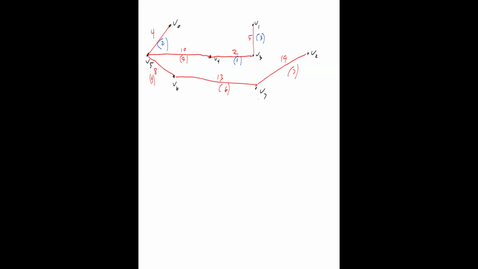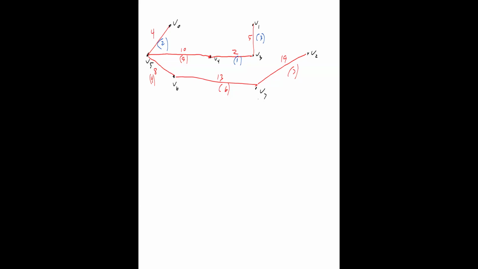So mentally just mark that off in your mind. And then after that one, both V0 and V5 are in the tree. Now look at all the edges that come out of V0 and V5 and pick the shortest one. 12 and 10 and 8. 12, 10, and 8. Those are the only edges that come out of V0 and V5. Pick the shortest one, which would be 8, right? So that edge right there goes from V5 to V6.